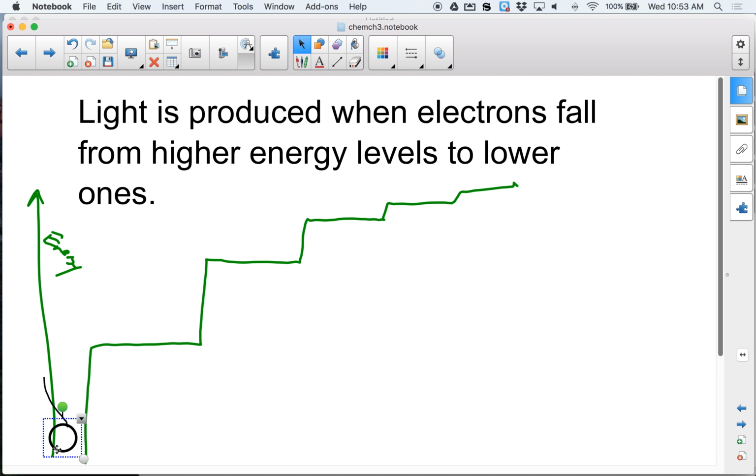The type of light that's given off depends on the change in energy. If it's a small change in energy, you get a low frequency of light, more towards the red end. If you get a big change in energy, that would be a higher frequency of light, more towards the blue end. Okay?